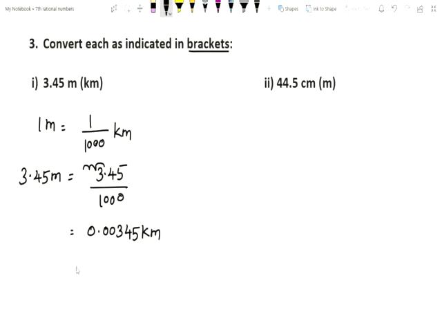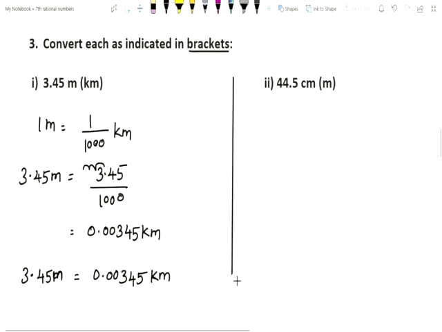Okay, children. So what is the answer? 3.45 meter equal to 0.00345 kilometer. Okay, you understand this? See the next one.